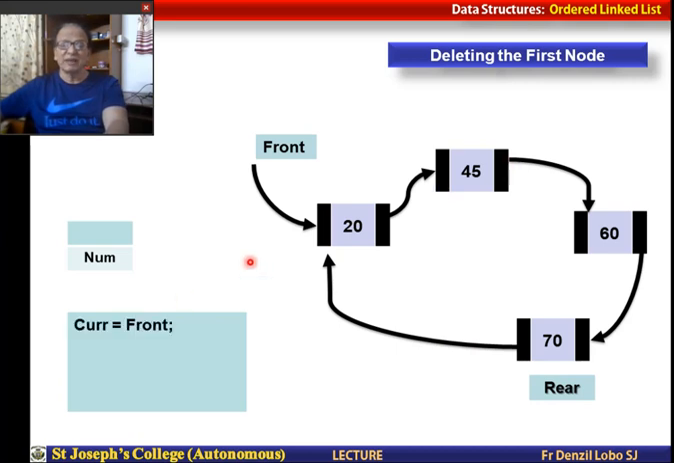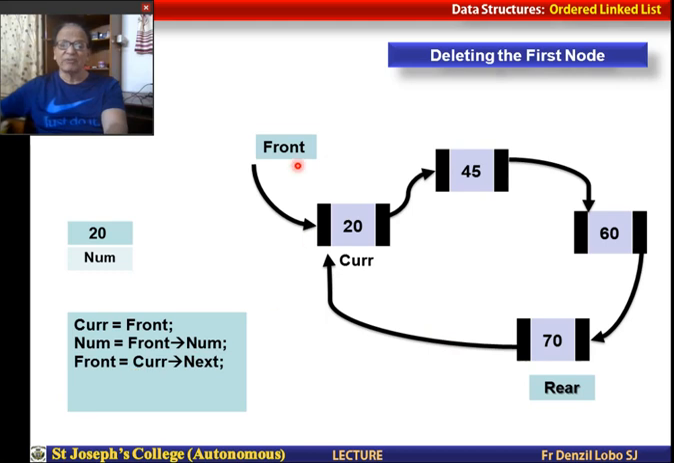So first we say we assign front to a variable called current. Then this becomes current therefore. Then what to do? I want this number. So therefore you say number is equal to front number or current number. So that 20 will go into a variable called number. So I have removed this number because I am going to return this number. Then now I have to link rear next to current next.